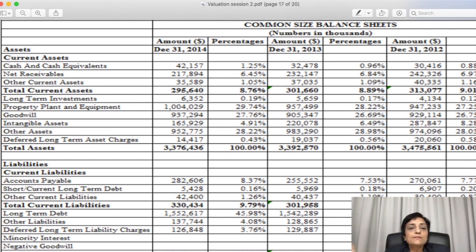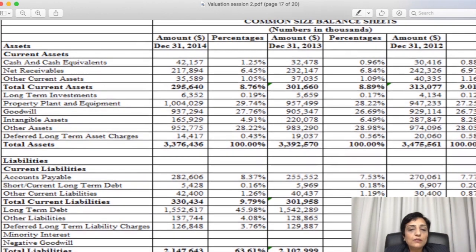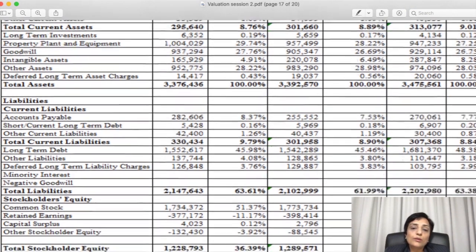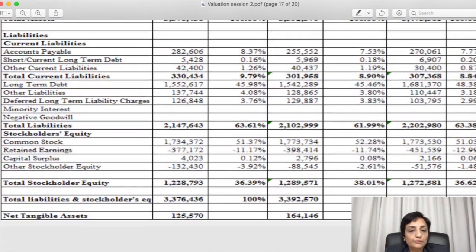That means the investment in plant, property and equipment is increasing. Now the question is, are we projecting a higher growth rate? If yes, then this percentage will be even higher than 29.74%. So this is how the common size statement will help us. We can discuss this in detail when we work with other numbers for the valuation.